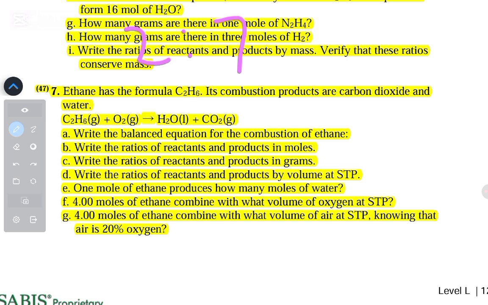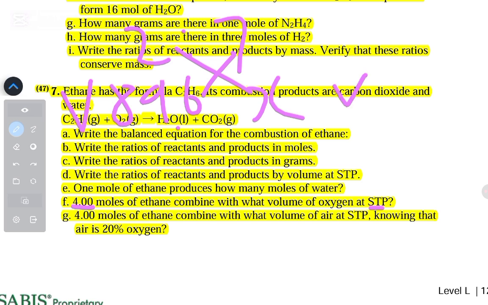4 times 22.4, because that's ethane's volume. So 4 times 22.4, we get 89.6 over here. This is the volume of ethane at STP. So how much will the volume of oxygen be?